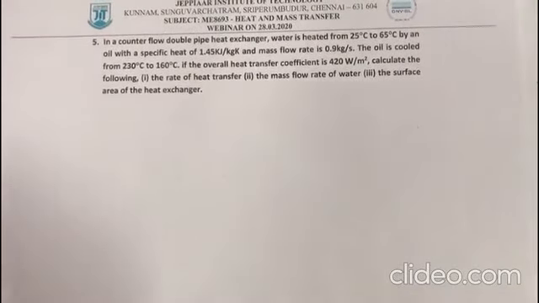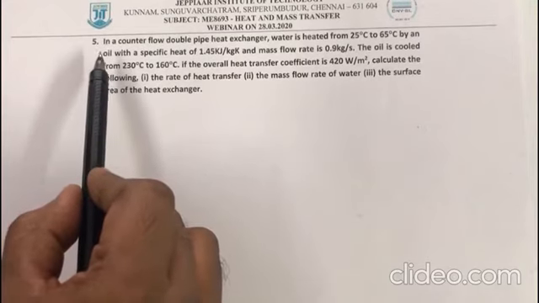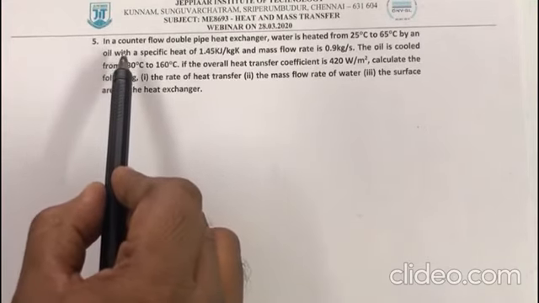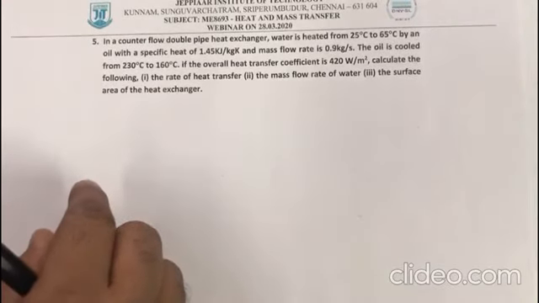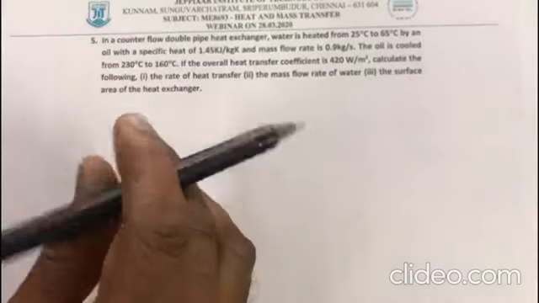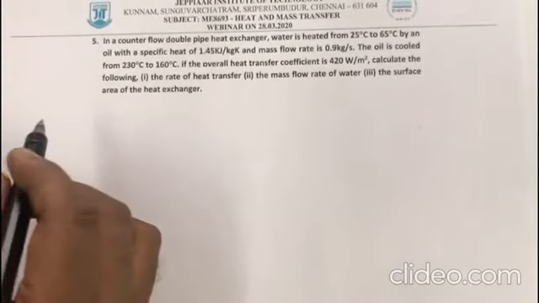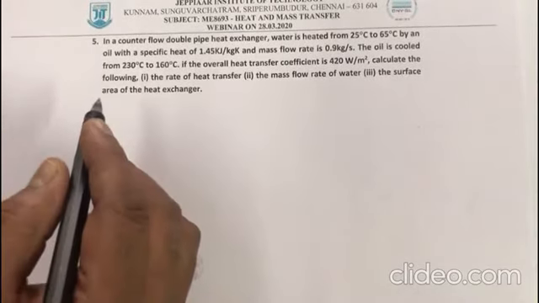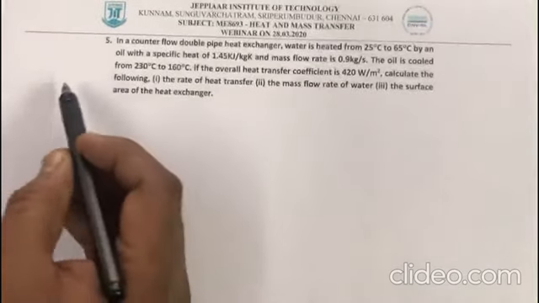So welcome back to the next problem, guys. This problem will be from heat exchangers, which is the last part of your unit 3. So it's a very important section in which at least one question is definitely expected. So now we have a counterflow double pipe heat exchanger here.